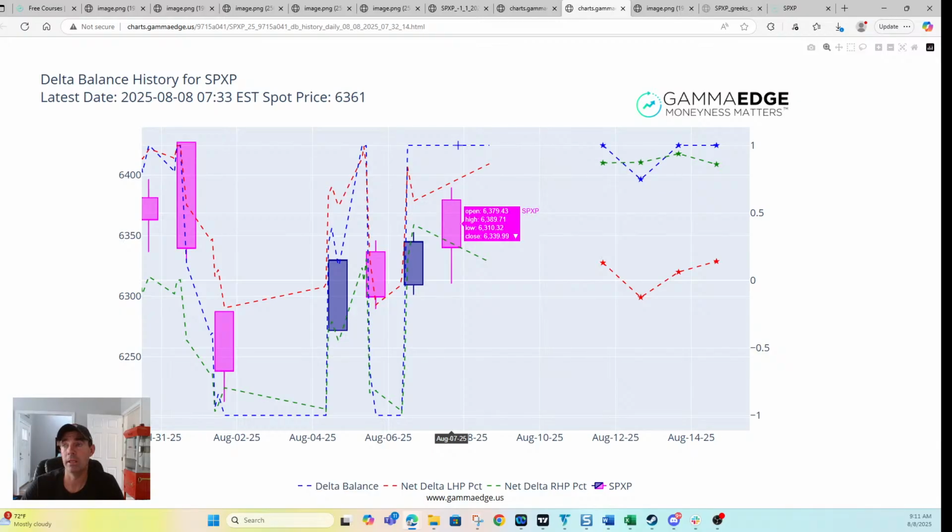Delta balance at 1. So again, indicating that call speculators are maintaining the overall control, but kind of a divergence here with the speculation to the upside as well as the speculation to the downside. We like to see both of these in a positive slope, moving to the upside if we're going to have a significant price appreciation possible.